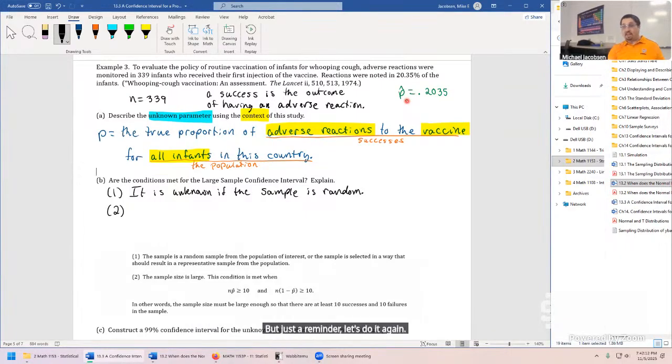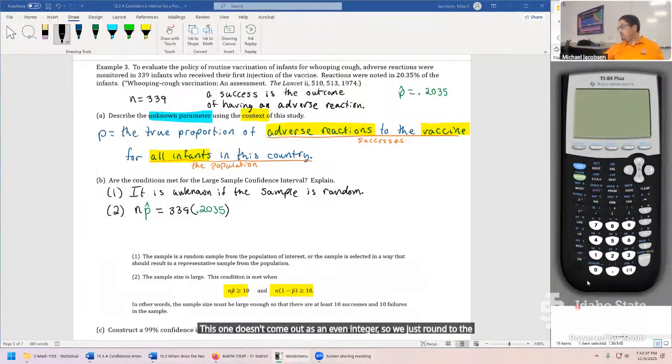If they give us a p-hat value, we actually use these two equations down below. We take n times p-hat. The sample size n above is 339 times 0.2035. This one doesn't come out as an even integer, so we just round to the nearest integer.